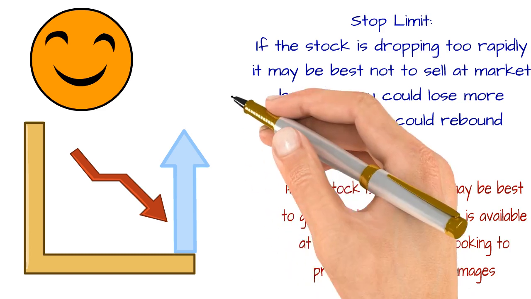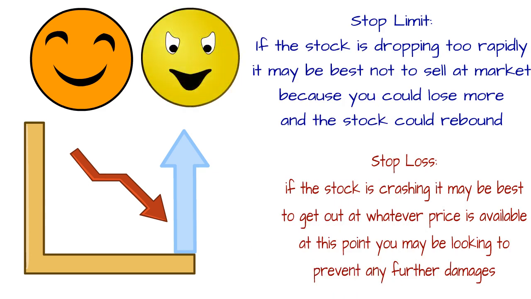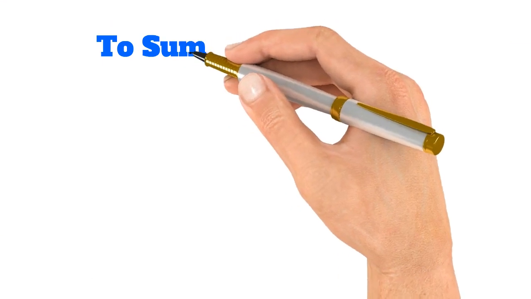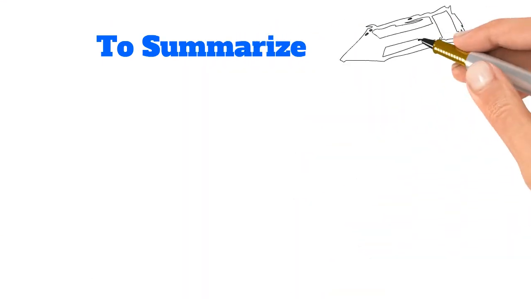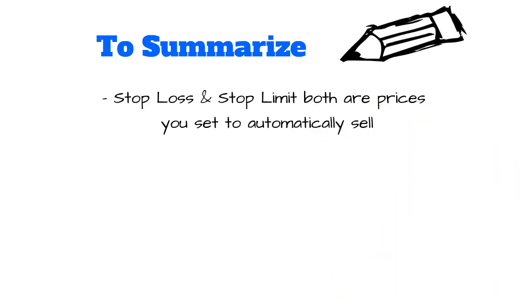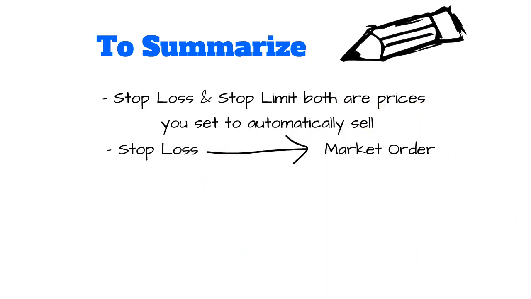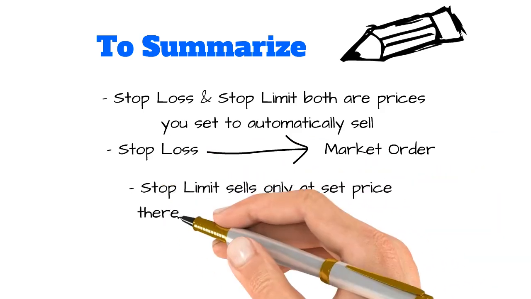So is one better than the other? Not really. It depends on what's going on in the market. It depends on your interpretation with the stock and your vision with the company. So to quickly summarize, both the stop loss and the stop limit are agreements to sell a stock at a predetermined price. Once the market price crosses the stop loss order, it becomes a market fill. However, with a stop limit, it only sells at the exact price. So if it drops lower, it won't be filled.